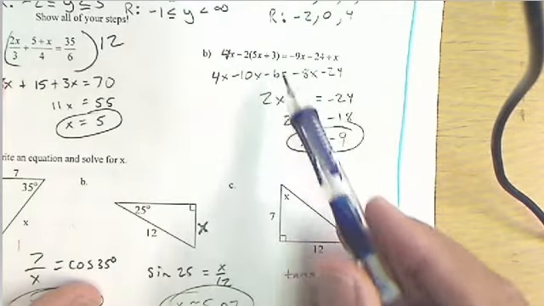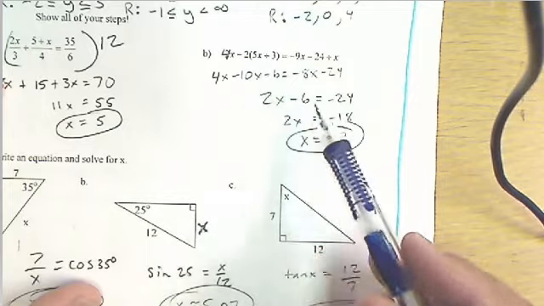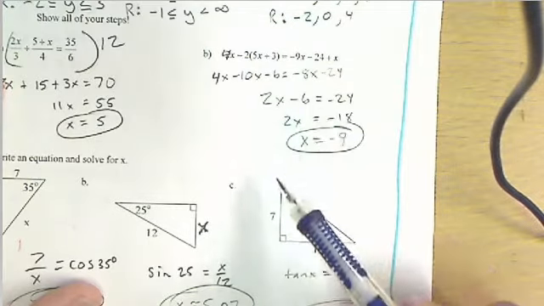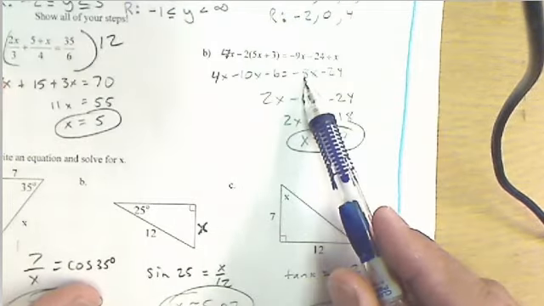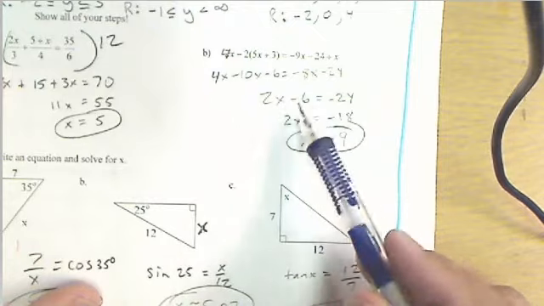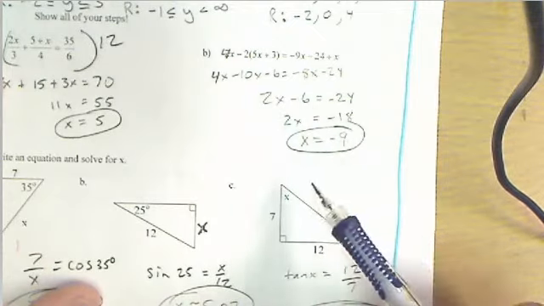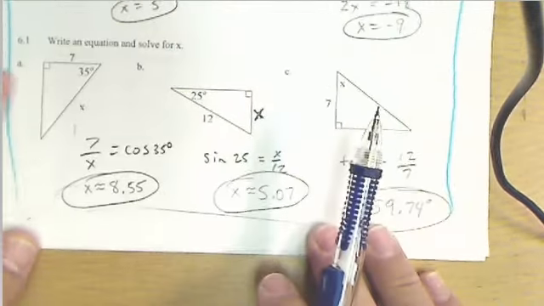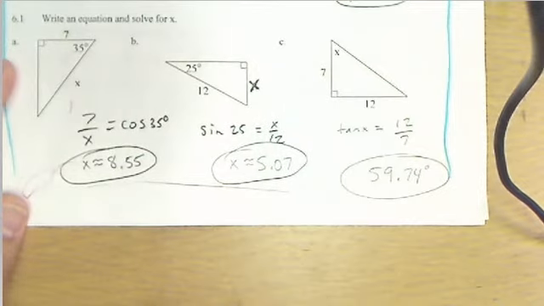Distribute. Watch that negative. Combine like terms. Add 8x to both sides. Add 6 to both sides. And most people did very well on this one.